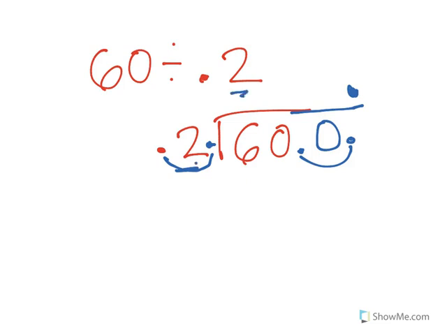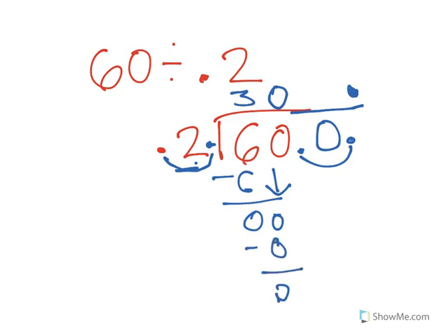2 goes into 6 3 times. 3 times 2 is 6. I subtract and get 0. Bring down the 0. 2 goes into 0 0 times. 0 times 2 is 0. I bring down my next digit, which is a 0. 2 goes into 0 0 times. 2 times 0 is 0, and I get 0.